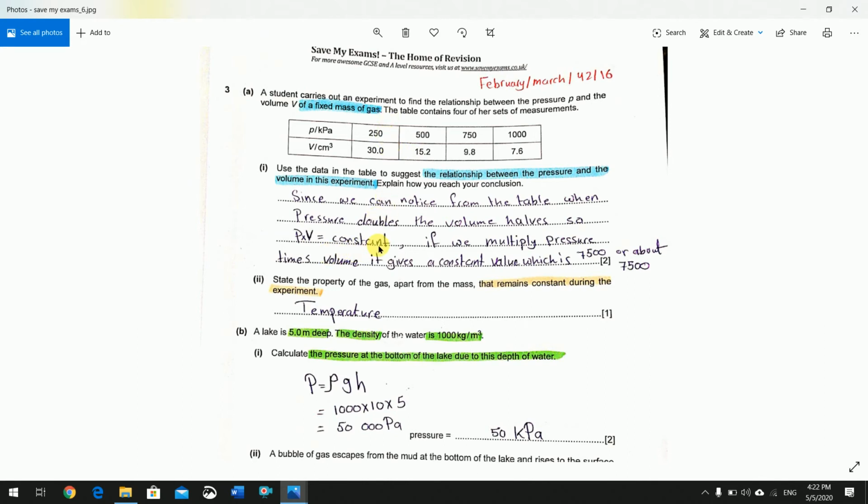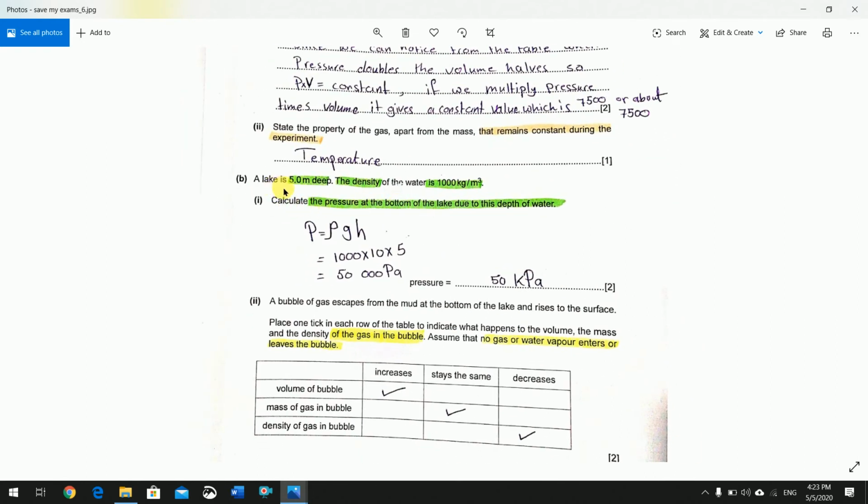Now state the property of the gas apart from the mass, because we said that the mass is fixed. What is the other property that has to remain constant while we're studying pressure and volume? And that is temperature. So you can't change the temperature and then study the pressure and the volume. You can't change all of these 3 variables at the same time. We said that we keep one of them constant and study the 2 other quantities.